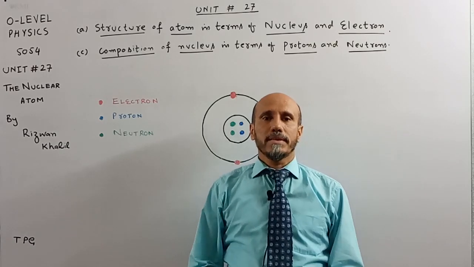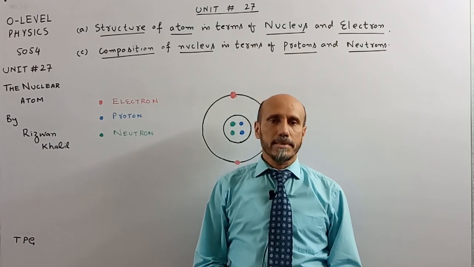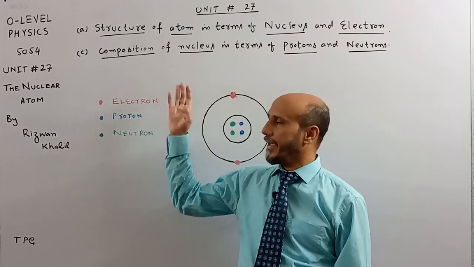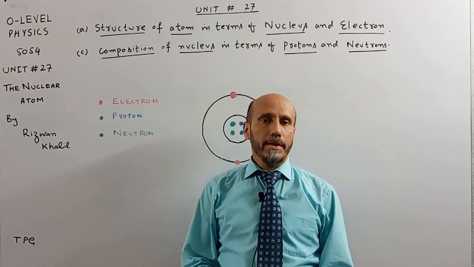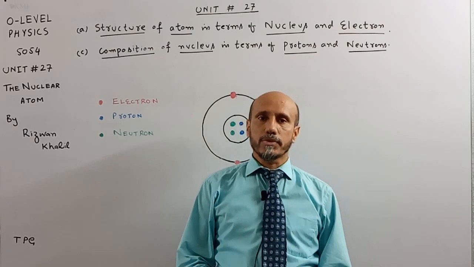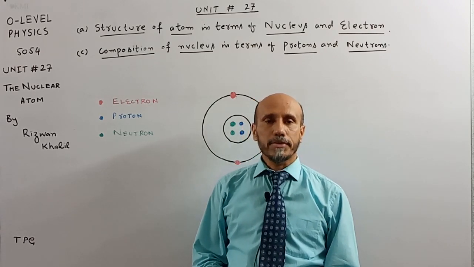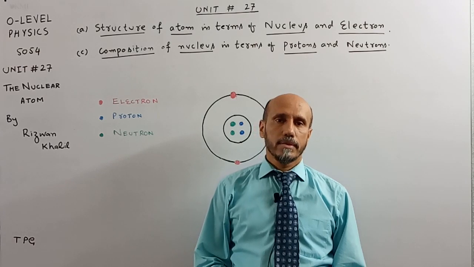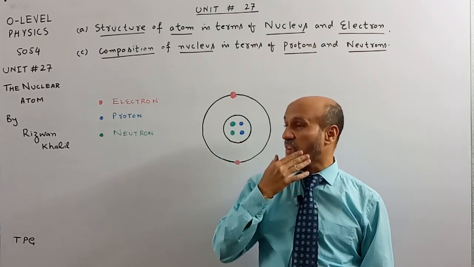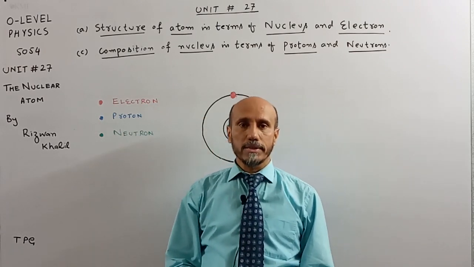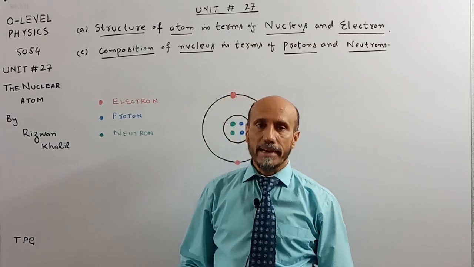Now we will discuss other learning outcomes of this unit, that is learning outcome A and learning outcome C. Learning outcome A relates to the structure of atom in terms of electron and nucleus, while learning outcome C consists of composition of nucleus in terms of protons and neutrons. So let's start.